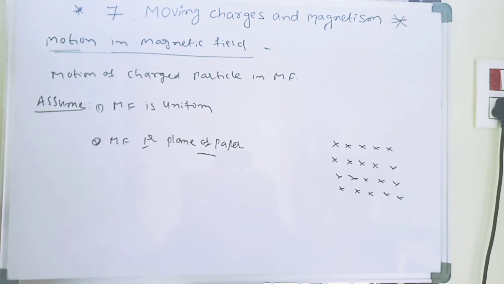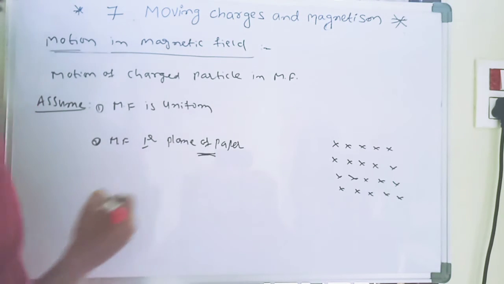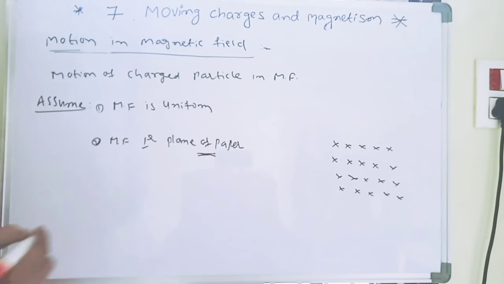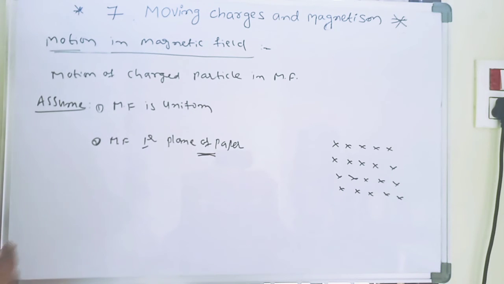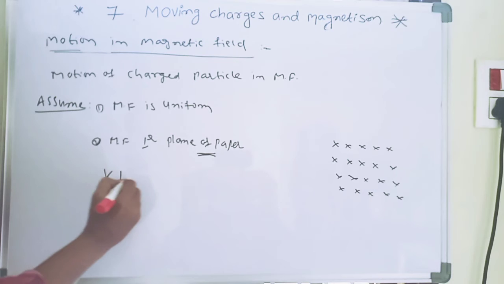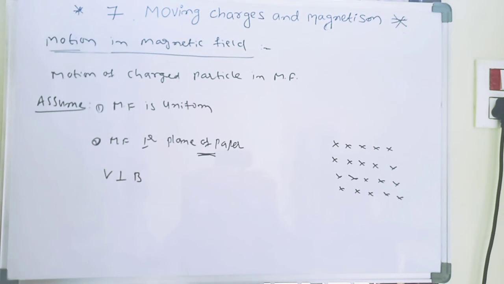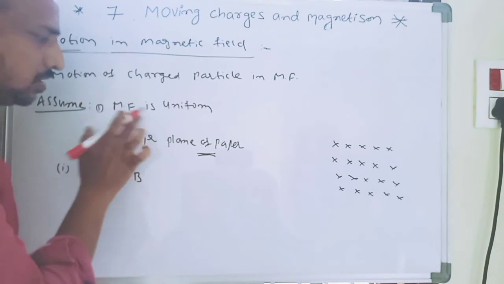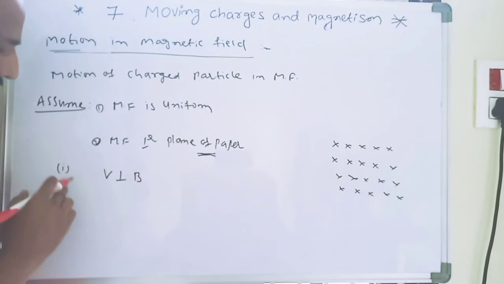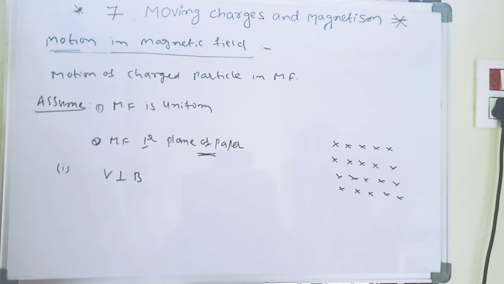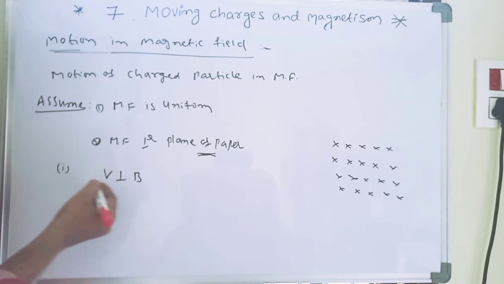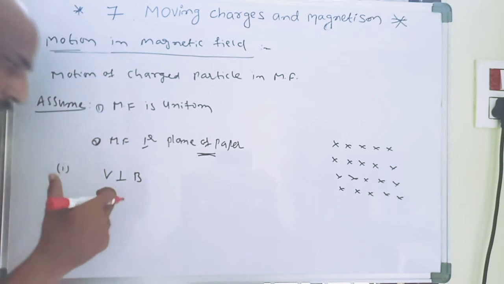So now, what is the charged particle motion? This is the direction of the magnetic field. First we go with V perpendicular to B. This is my magnetic field, and the velocity of the particle is perpendicular to B.